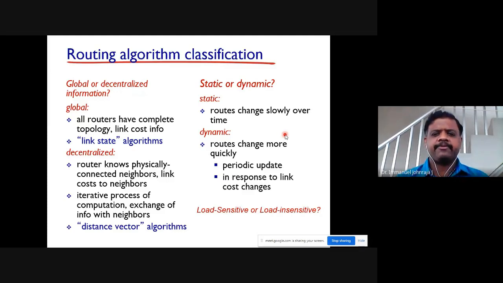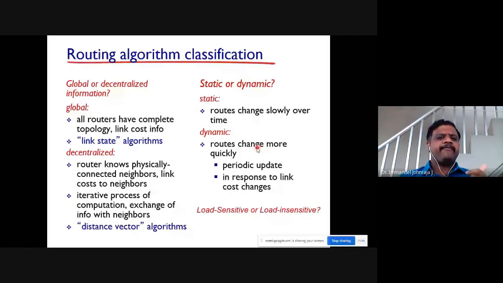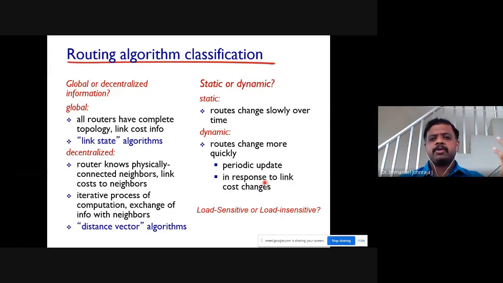What happens in the case of dynamic routing protocol, on the other hand? Routes change more quickly. It will go for the periodic update, which means for every specific amount of time, every router is exchanging routing information. Second one, when there is a link failure or a link change, suddenly it will be intimated to everyone. Look, that particular link is not existing, or this bridge is broken en route to Delhi. That information is quickly sent across to everyone so that they update their routing information. So dynamic routing protocols are quick in convergence compared to static.